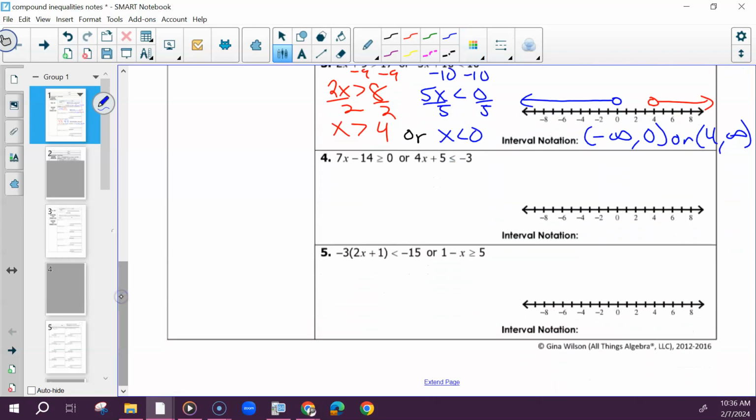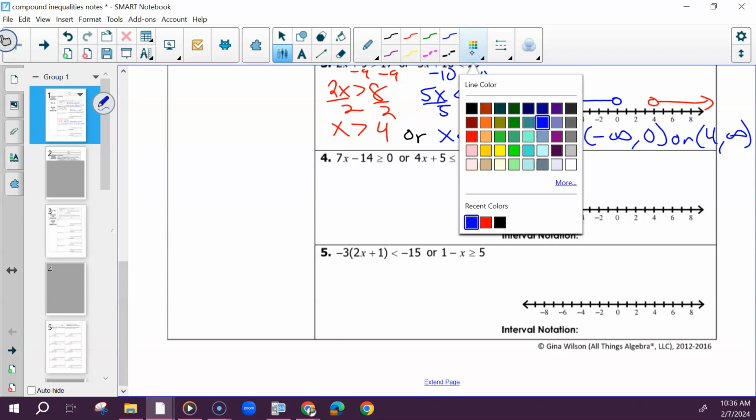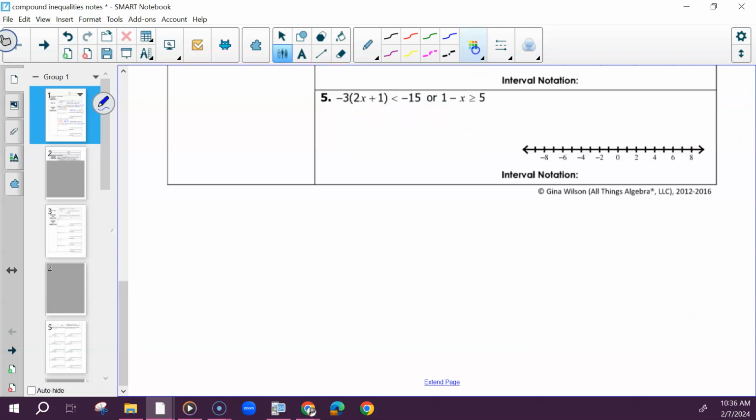Let's skip down to do 5 now. For this first one, you could either distribute or divide, but if you divide, your sign is going to change, so just keep that in mind. Which would you rather? Distribute. Okay. So negative 6x minus 3 is less than negative 15. Add 3 to both sides and divide both sides by negative 6. Now the sign is still changing, but now it's changing later instead of first.